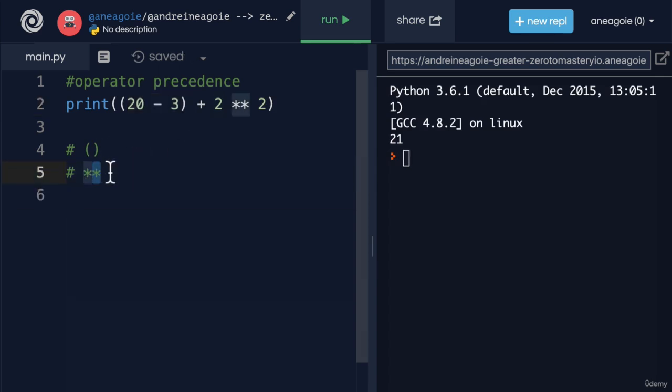After the power of, we have the multiplication and division. And then finally, the last precedence is addition and subtraction.